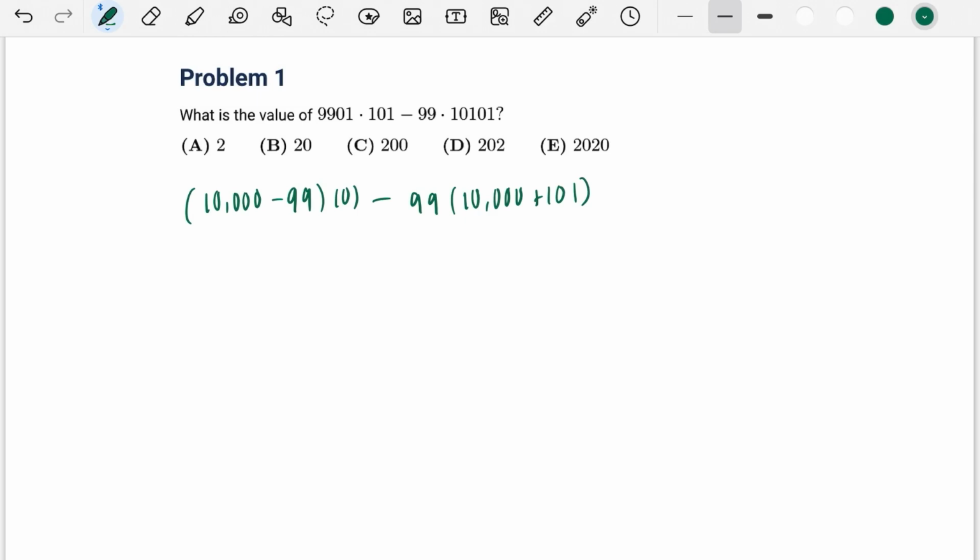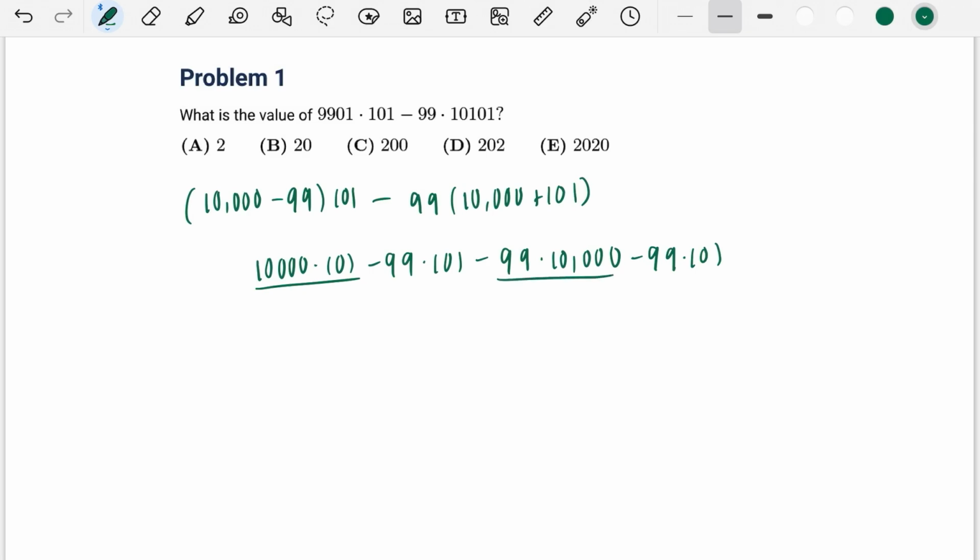Because when we expand this, we're going to get 10,000 times 10. Oh, sorry. Actually this here is 101. So, when we expand, we get 10,000 times 101 minus 99 times 101 minus 99 times 10,000 minus 99 times 101. And if we look at this term and this term, they're going to simplify to 2 times 10,000.